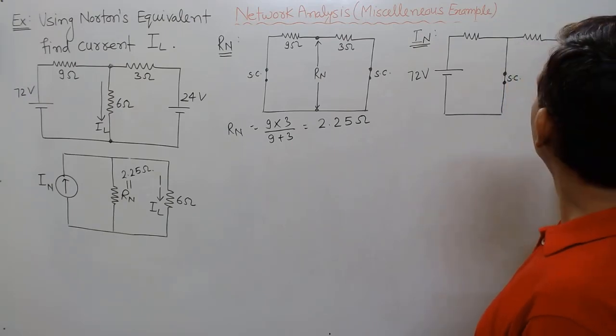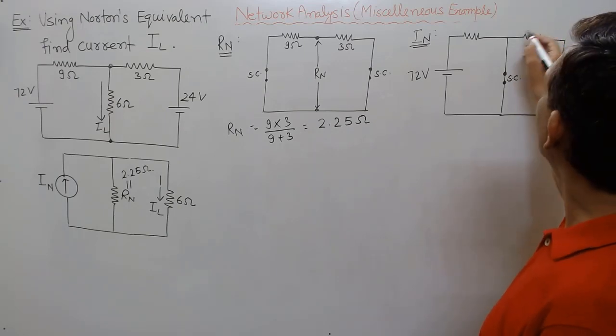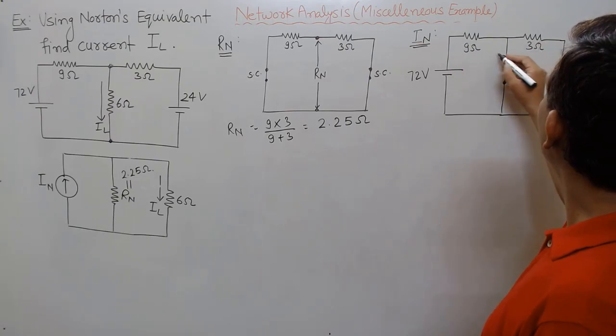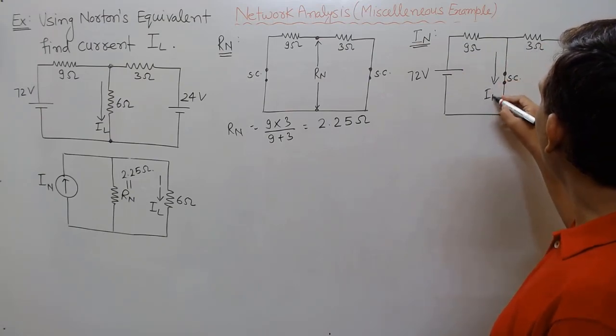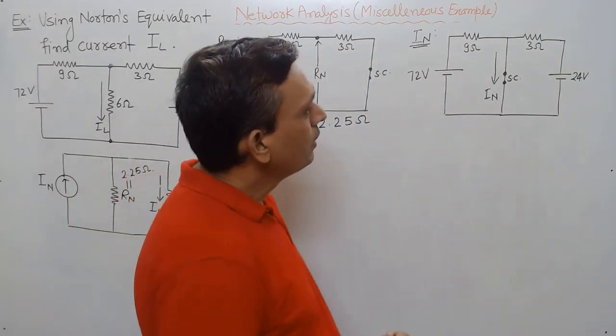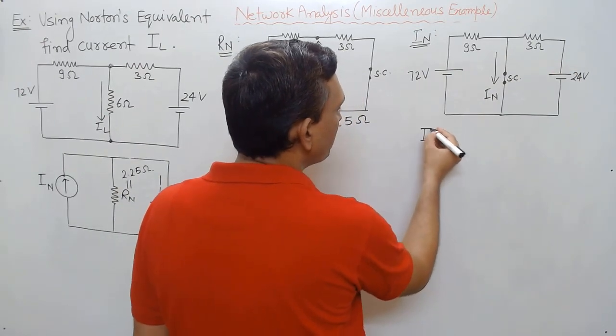This is 3 ohm, 24 volt, and this will be 9 ohm, and this is 3 ohm. This current is IN. Now you have two voltage sources, so you can use the superposition theorem for IN.